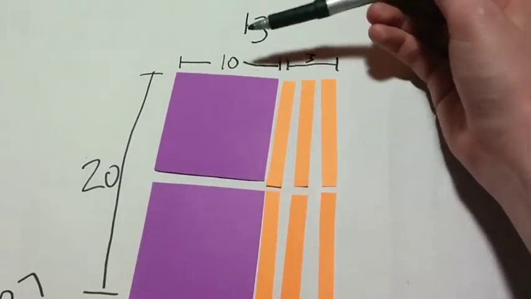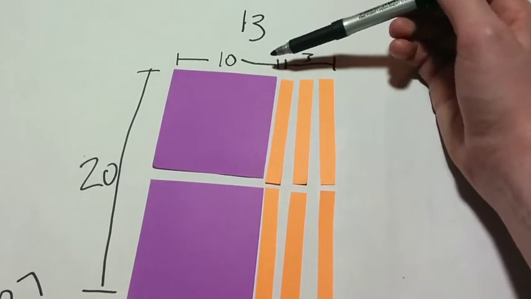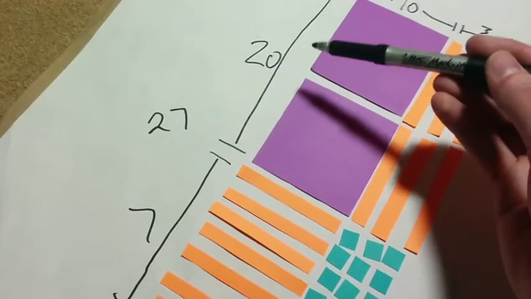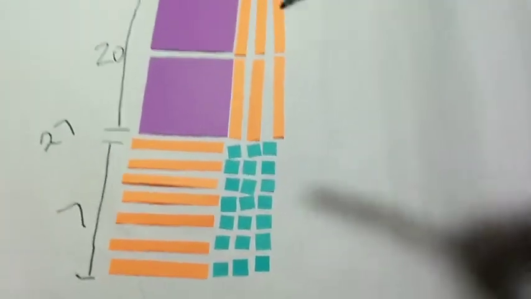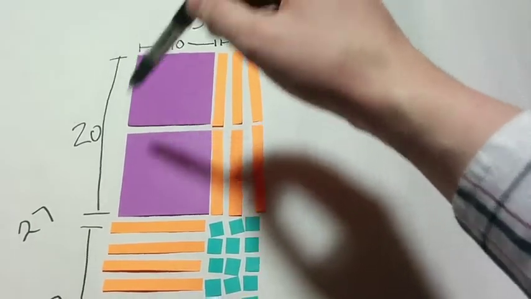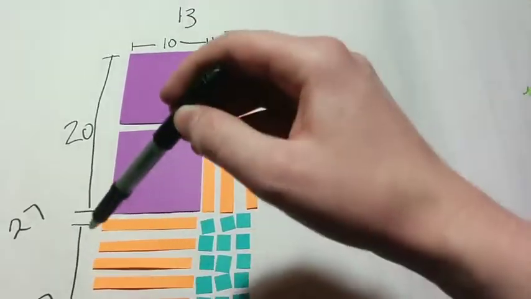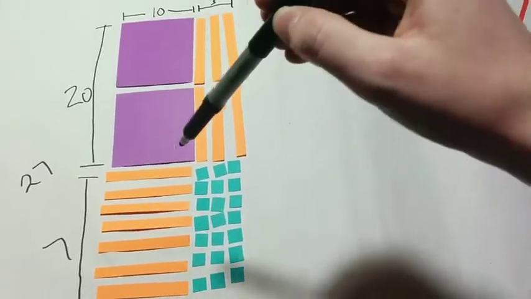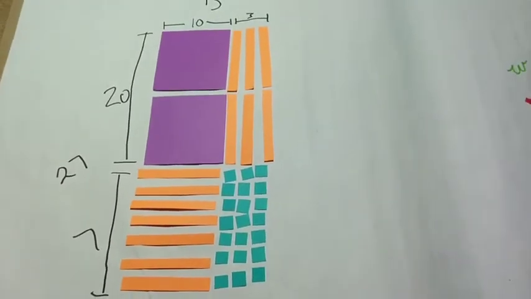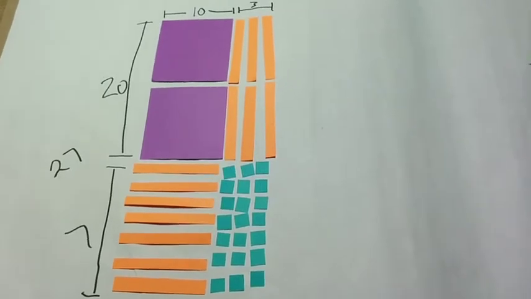Here I can then break down 13 into 10 and 3. 27 I then break down into 20 and 7. Now I have little areas of rectangles. Right here is a rectangle, right here is a rectangle, and right here is a rectangle. I can then multiply and then add all these small rectangles up.